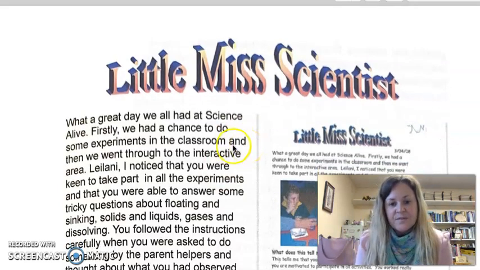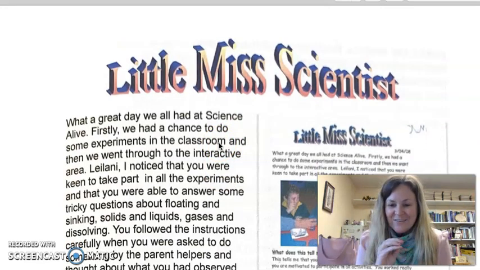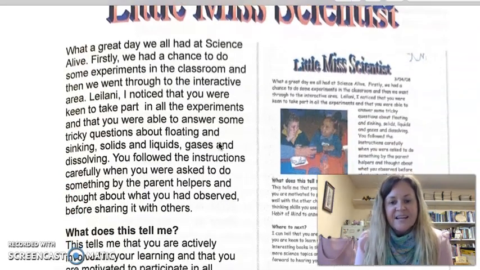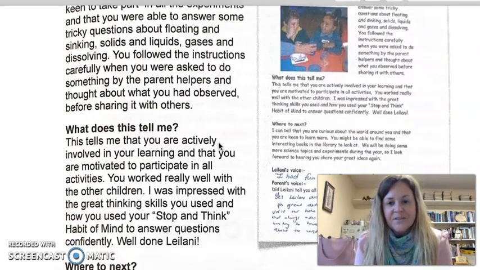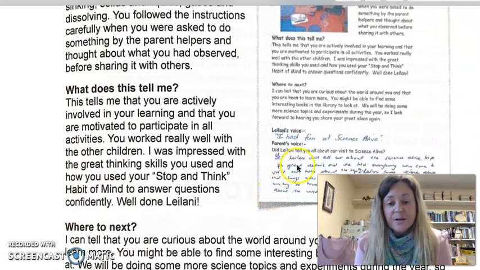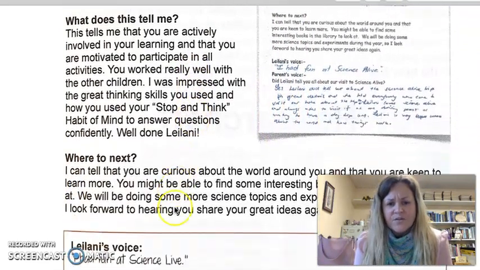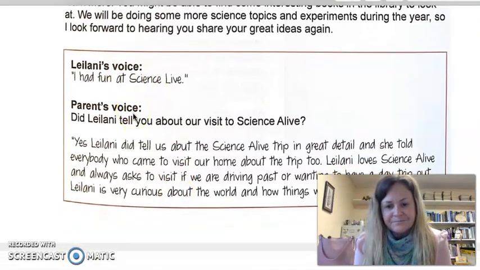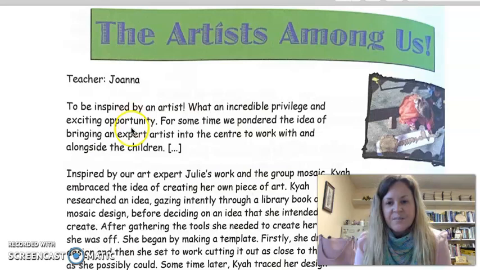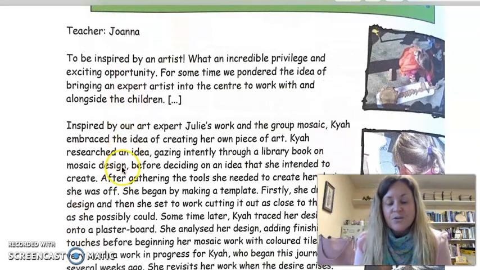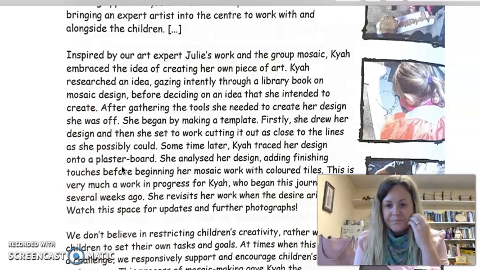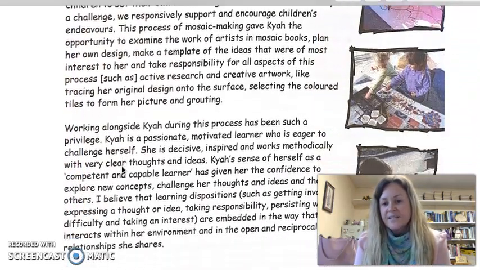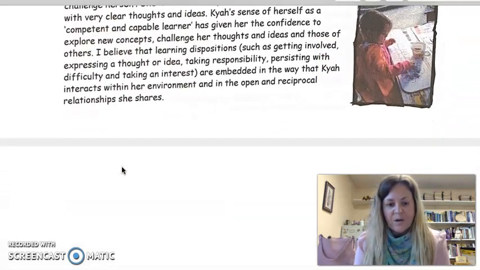So here's one that was in the book. Again, this is different from our project, but I just wanted to show you the inspiration. It's called Little Miss Scientist. And you can see there's pictures and some student work. Actually, the parent wrote right in here, where to next, and we have the student's voice integrated in. There's one that's called An Artist Among Us, and the teacher really just creates a narrative here about the student as an artist and has lots of visual representations on the right to help us.